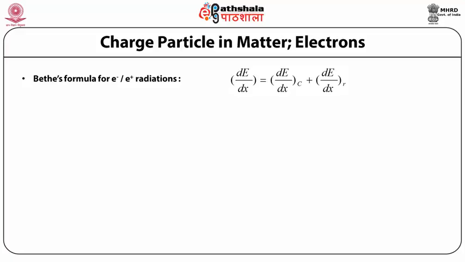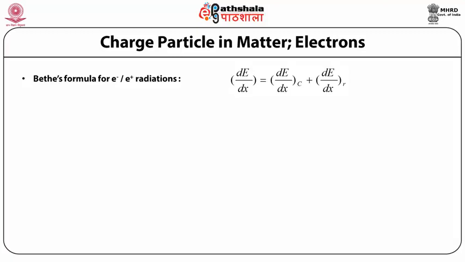So now it is clear from the discussion in this slide that the Bethe-Bloch formula for electron and positron has two contributions. One contribution in the stopping power is from the Coulombic interaction between electrons, and the second contribution is coming from the radiation losses that the electrons suffer in the medium.